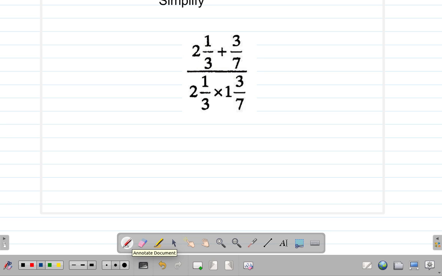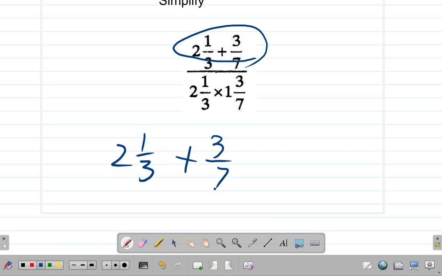Alright. 2 1/3 plus 3/7. You know what we're going to do? Is just simplify this part first. Then we're going to simplify this part, numerator then denominator. Then we're going to do the division and simplify what we have.